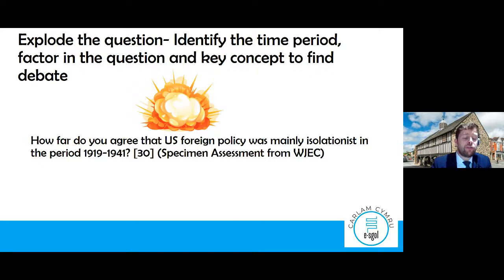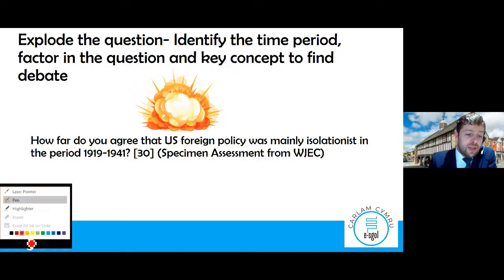So the very, very first thing you do, right? You've turned up in the exam or you've been given a question by your teacher. The very, very first thing you need to do is look at the question and really drill down into it, or as I like to call it, explode the question. And in order to do that, you need to identify the time period, the factor in the question, and the key concept to find the debate, in order to really hone in on the debate.